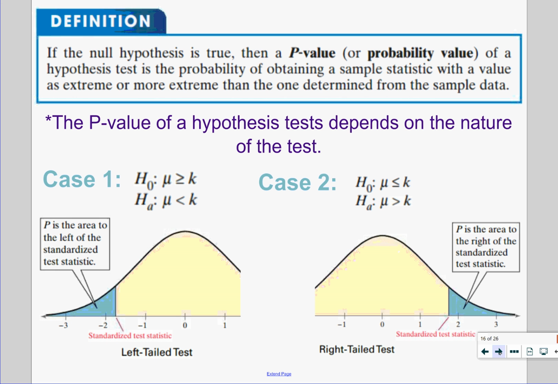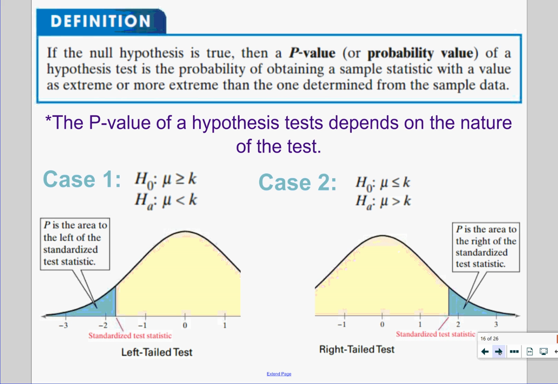There are 3 different cases that you can have based on what your null and alternative hypothesis look like. Remember, there were 3 sets of those yesterday. The first case was if our null was greater than or equal to and our alternative was less than. If this is the case, you'll be looking at a probability to the left of whatever your standard statistic is, maybe a z-score, and we call that a left-tailed test.